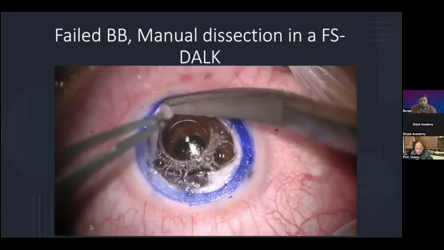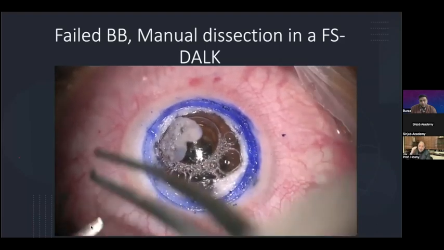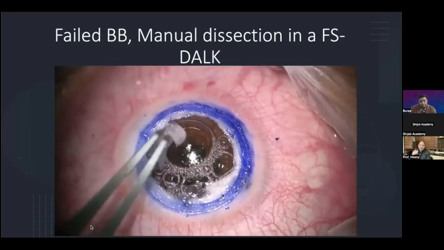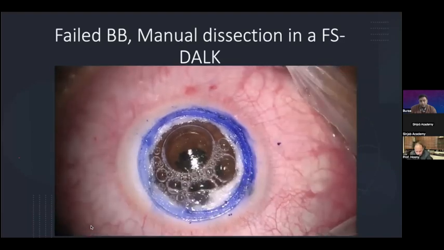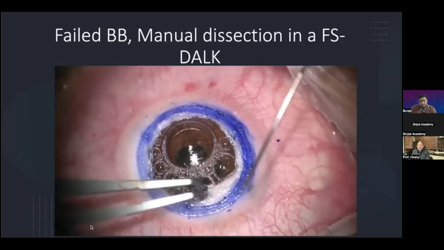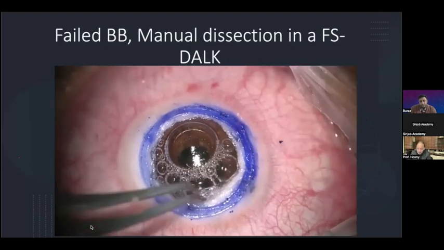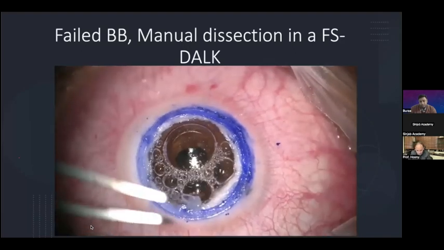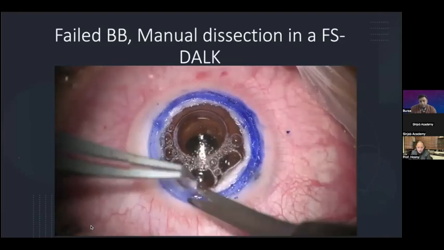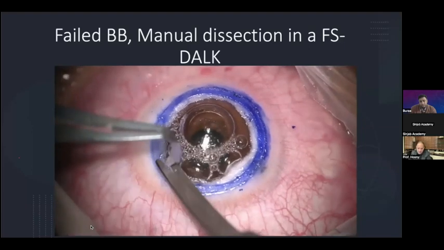So the big bubble is not a must. It's not true that you must have a big bubble to bare the Descemet's and do the DALC. No, this is not true. You can actually do this without the use of the air. The air bubble helps you. It's a tool, but again, you can do it without the air bubble. So the rest of the video is easy.